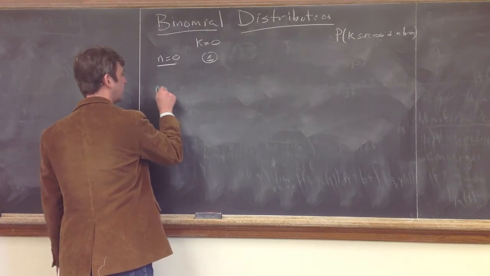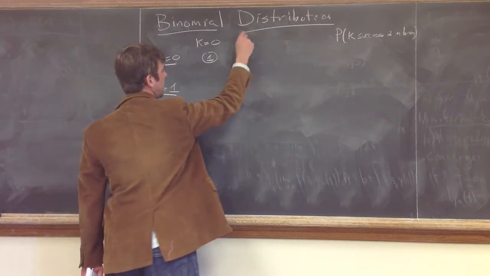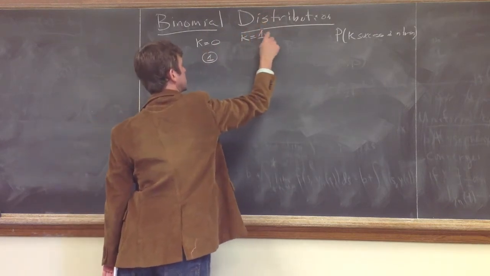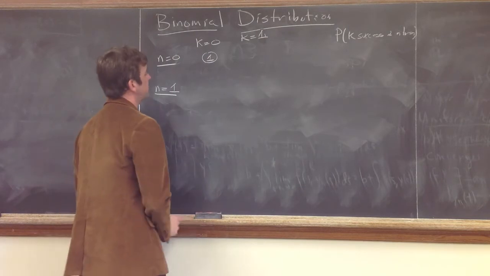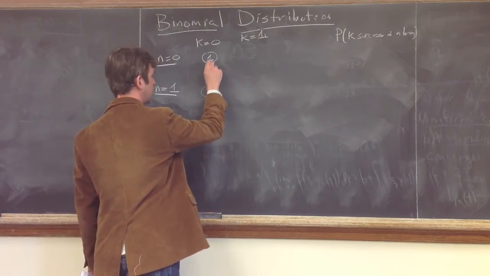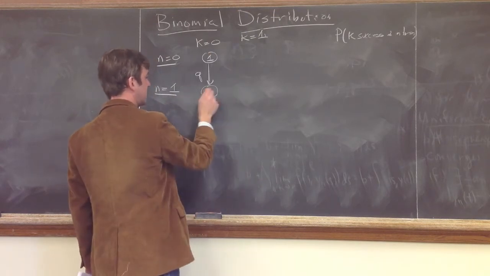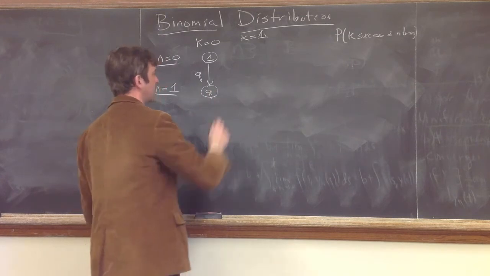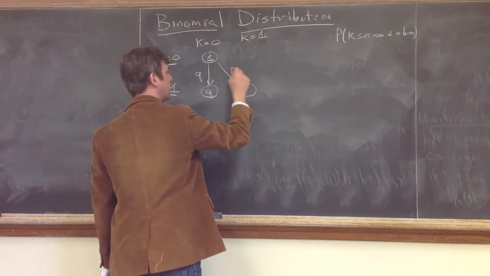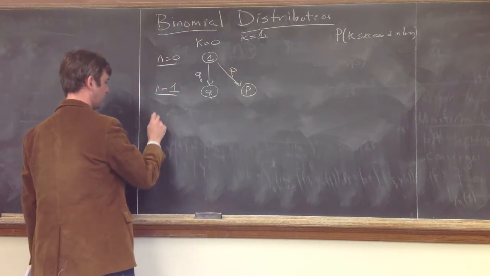Now it gets more interesting if I say, let's go to n equals 1. Well, now I have two options. I can have 0 successes or 1 success. Now the probability of having 0 successes means that I have a failure the first time, and that happens with probability q. And then I'm going to write the probability of this event happening here, so that's q. Now the probability of having 1 success, that happens with probability p, and so I'm going to write probability p here.